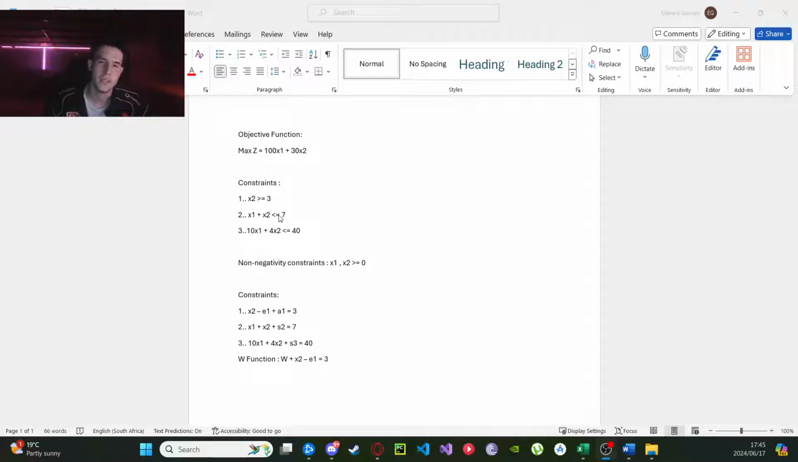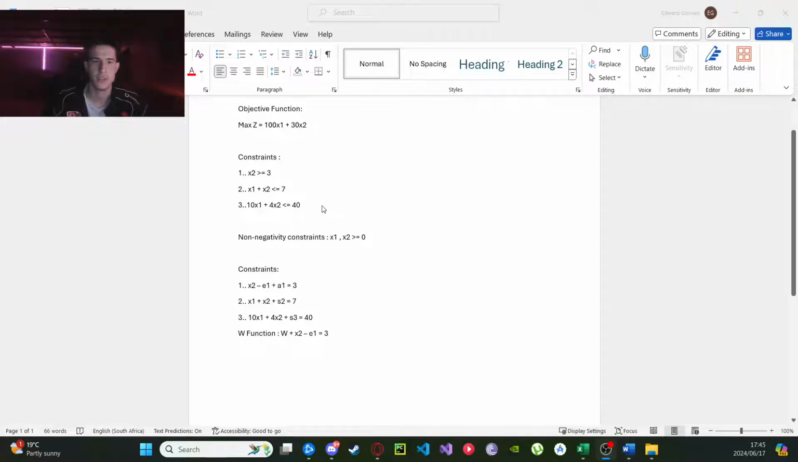Notice these two have smaller than or equal to signs, which means we're just going to add slack variables to them. So it's going to be x2 minus e1 plus a1 is equal to 3. And then we're going to add both of our slack variables to these constraints over here.